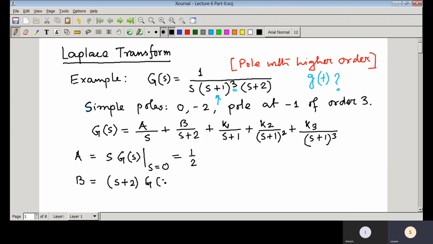If you forget this Heaviside partial fractional formula, I suggest you see some standard book on control systems, or books on signals and networks. So here this is -2. That means this B is associated with the pole at -2. If you find it, then you will get again half.